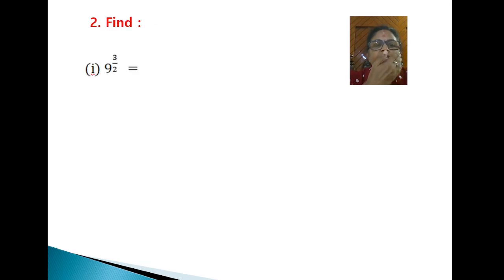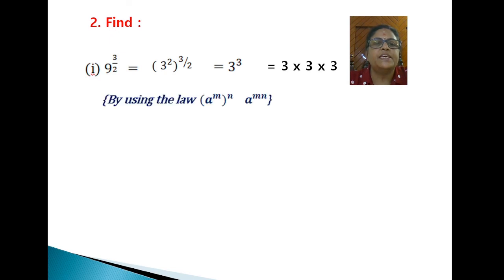Second one, 9 raised to 3 by 2. 9 you know that 3 into 3, 3 squared, the whole raised to 3 by 2. So that means same law. A raised to m, the whole raised to n is a raised to m into n. So 3 raised to 2 into 3 by 2. So 2 into 3 by 2, 2 and 2 cancel, you will get 3 cubed. 3 cubed means 3 into 3 into 3. That is 27. So here we use the law a raised to m, the whole raised to n is a raised to m into n. 3 raised to 2 into 3 by 2, 2 and 2 cancel, 3 raised to 3.